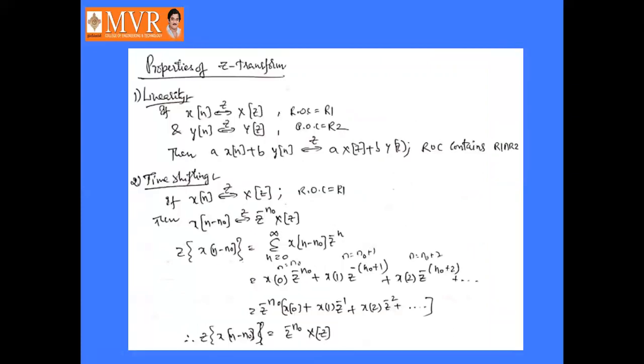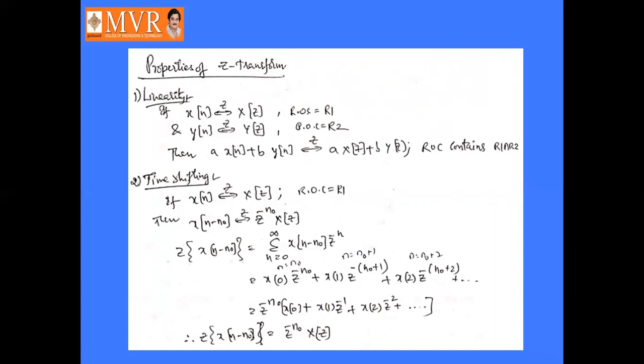Then coming to the properties of Z transforms. Like Laplace transform properties, here also we have the properties, and all are the same. All are common properties for Laplace transform, Fourier transform, and Z transform, but the formula will differ.